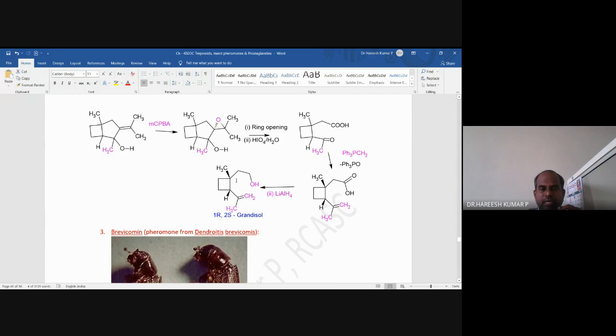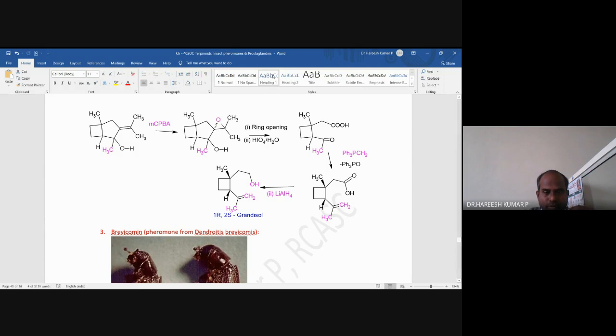So in Grandisol, this carbon is the first carbon. The first carbon has R configuration, and the second carbon has S configuration. So this is about two methods of preparation of Grandisol.